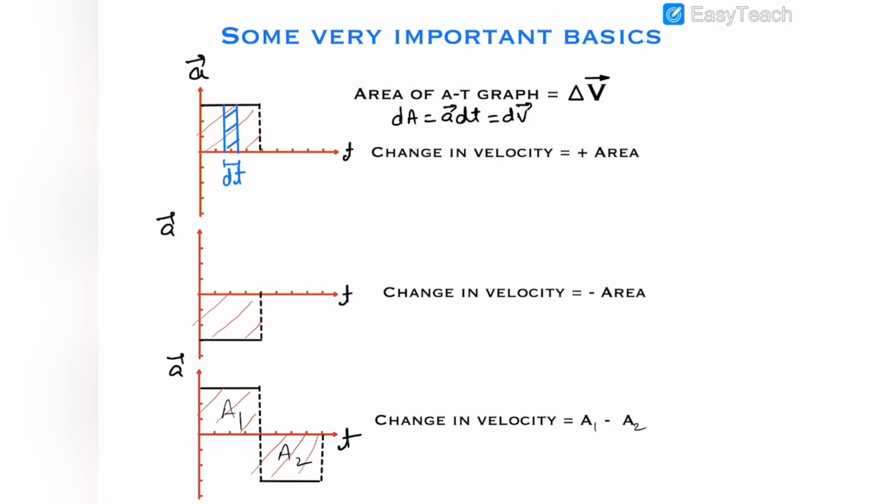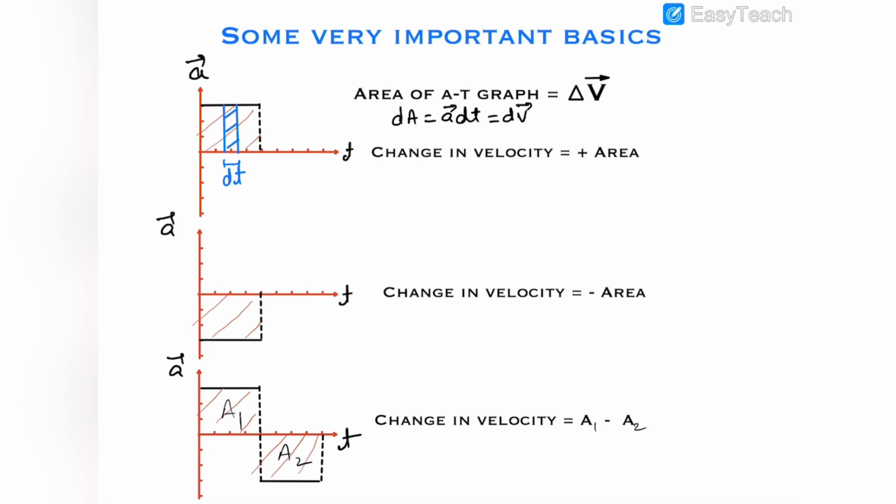Which means that if this graph is above x-axis, then acceleration is positive, and positive acceleration means that the acceleration and velocity are in same direction. And if this graph is below x-axis, then acceleration is negative, and negative area represents the fact that acceleration and velocity are in opposite directions. So if in a single graph, some of the graph is above x-axis and some graph is below x-axis, the net change in velocity would be A1 minus A2.